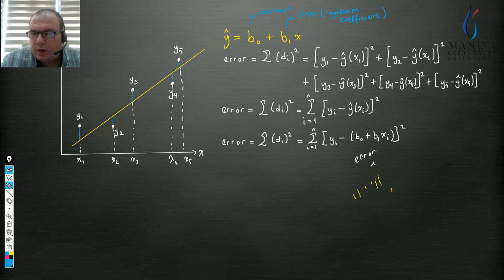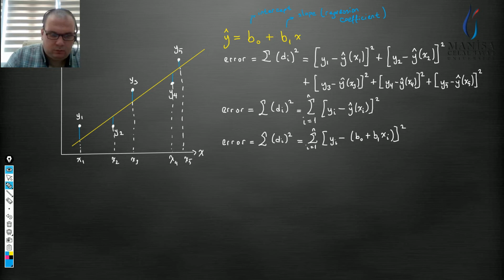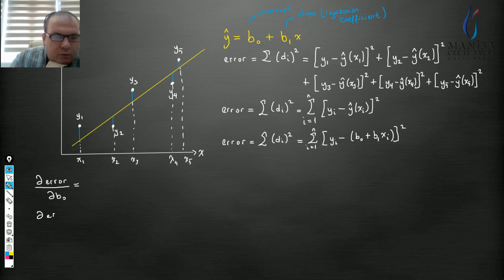I hope you understand this concept. So now we are going to take two derivatives of the error function for b0 and b1. So first, the derivative of the error function according to b0, and for the second equation we are going to take the derivative of the error function according to, this time, b1.